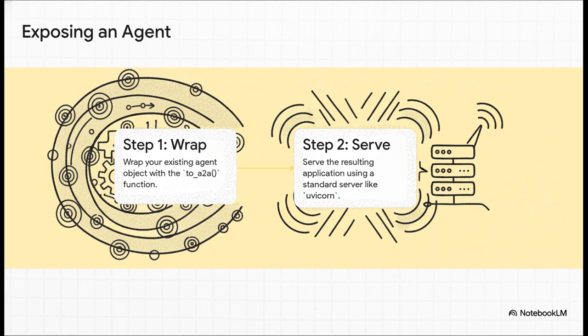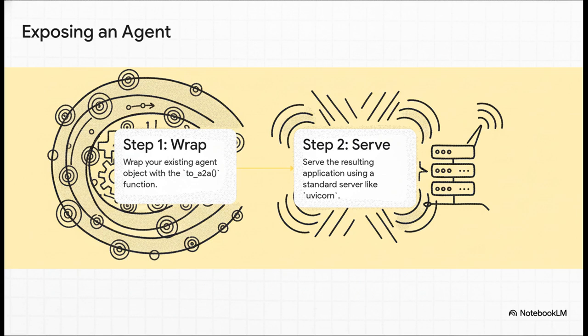And you might think setting this up is super complicated, but check this out. The ADK makes it ridiculously simple. You literally take your agent, wrap it in this one little to_a2a function, and then just serve it up. That's it. The framework takes care of all the heavy lifting in the background, creating all the metadata that other agents need to find it and know how to talk to it.